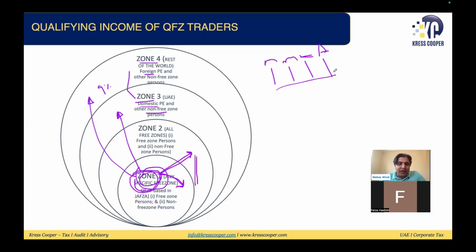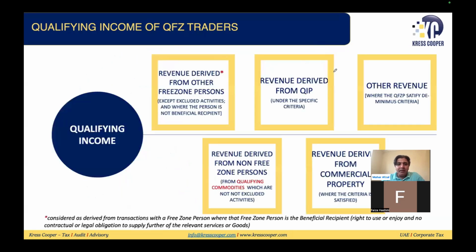What are the conditions? The person is a qualifying free zone trader. Goods are being sold out of the UAE, out of the free zone. The goods are in the raw form. The goods are being traded in the recognized commodity stock exchange. If all these conditions are fulfilled, the income generated by the qualifying free zone trader by selling these goods out of the free zone will also be considered qualifying income. So this qualifying income we have already discussed.